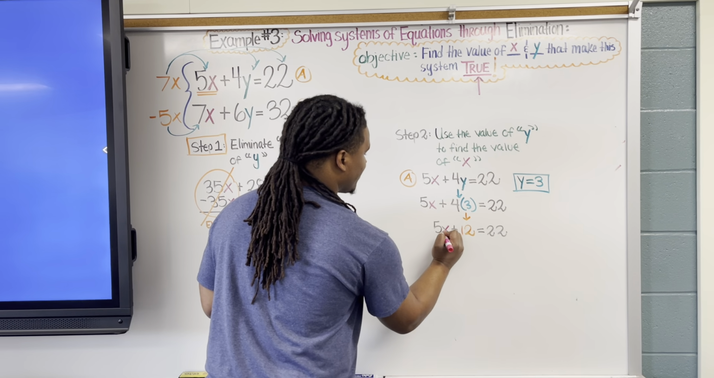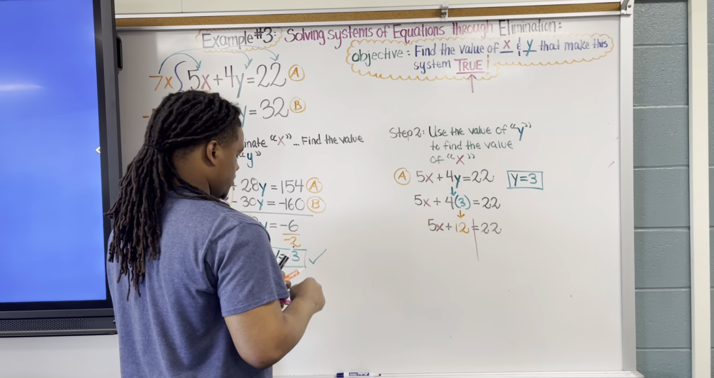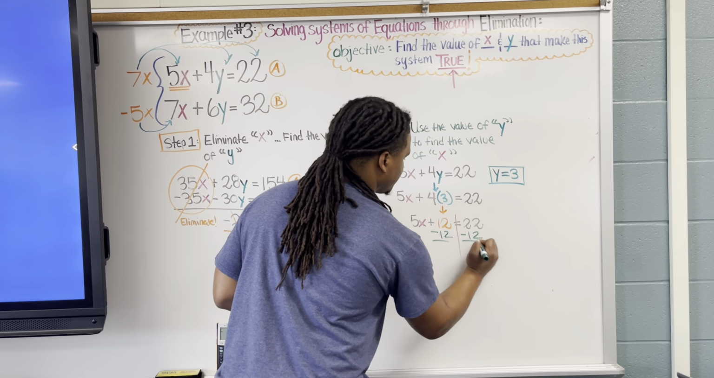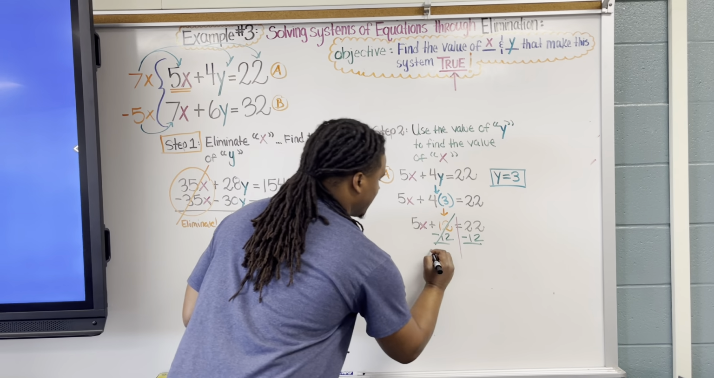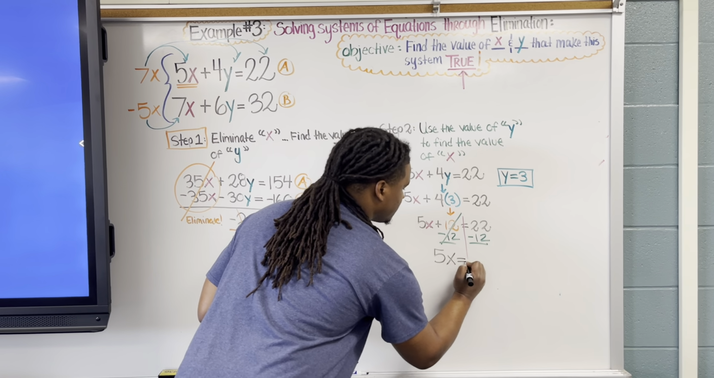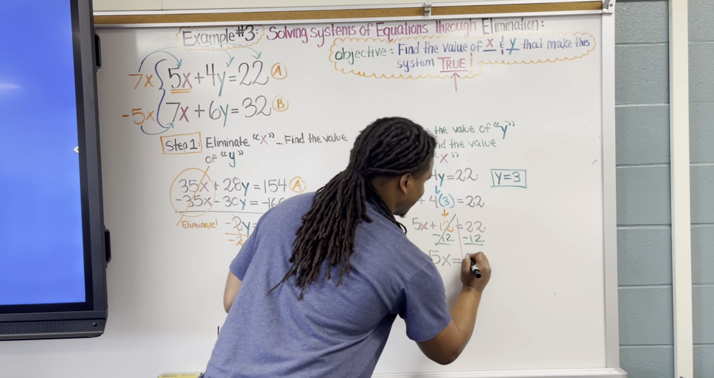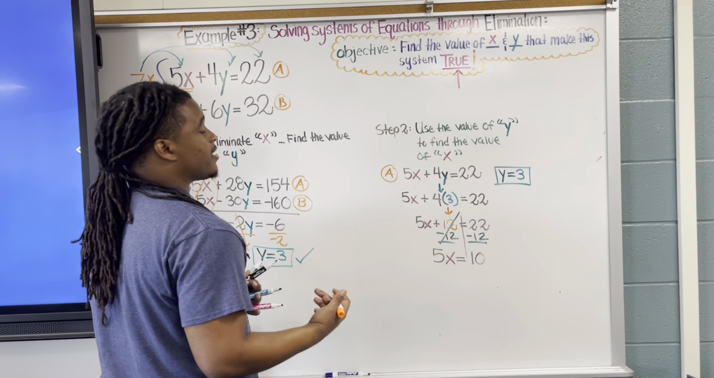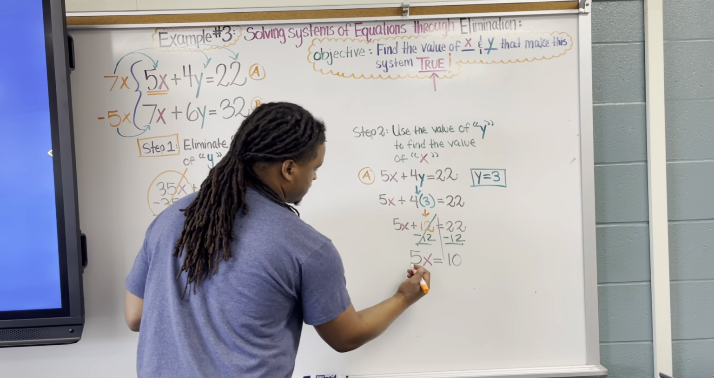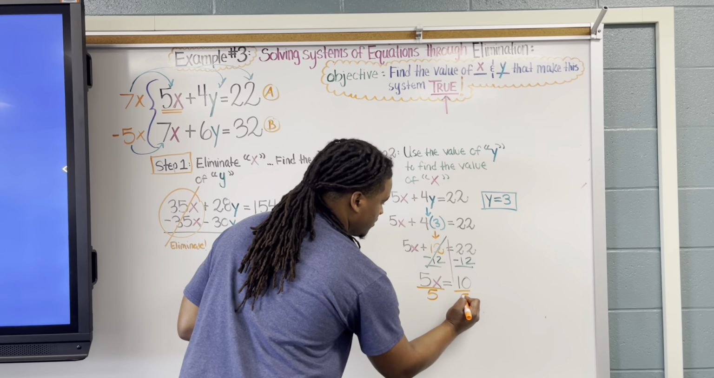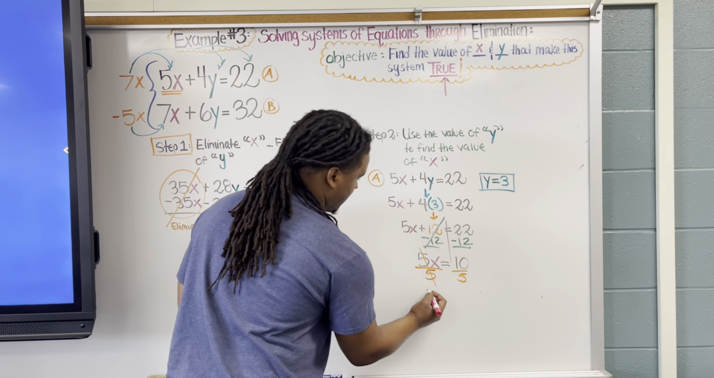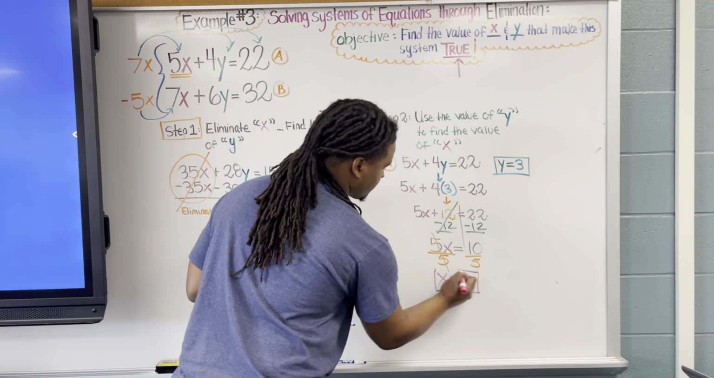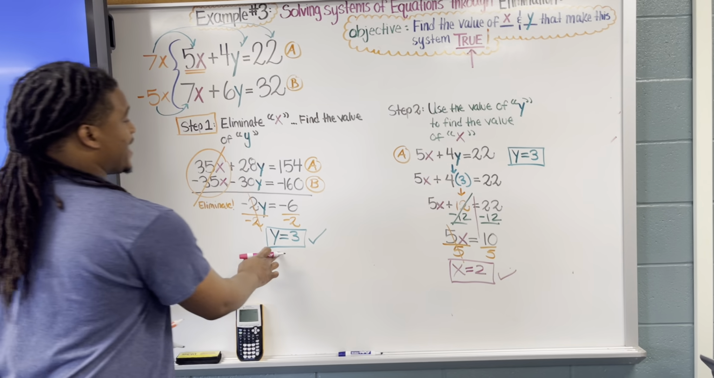Of course, we want 5x to be on the left side by itself, right? So we need to subtract 12 on both sides. Okay, so now I have 5x equals 22 minus 12, which is 10. Okay, now in order for us to find the true value of x, we've got to divide both sides by its coefficient, which is 5. All right, so 5x divided by 5 is x, and then 10 divided by 5 is 2. So in this particular situation, x has a value of 2. And remember, y has a value of 3.